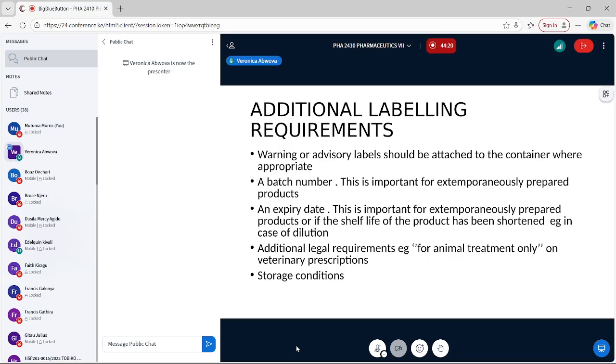Then we also have additional labeling. There are some medicines that may not require additional instructions, but there are some medicines that will require additional labeling, okay? So for instance, warning or advisory labels should be attached to the container where appropriate.